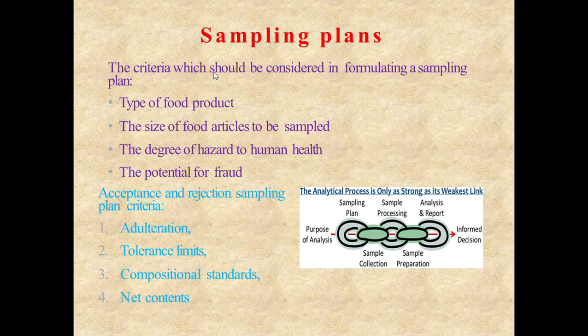The criteria which should be considered in formulating a sampling plan: type of food sampling, size of food article to be sampled, degree of hazard to human health and potential for fraud, acceptance and rejection sampling plan criteria, adulteration tolerance limit, compositional standards, net content. The analytical process is only as strong as its weakest link. Purpose of analysis: sampling plan, sampling process, sampling preparation, analysis report and informed decision.